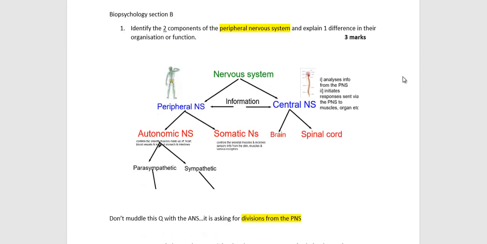Okay, this is Mrs. H's Biopsychology revision session, revision tips and feedback from your mock exam.